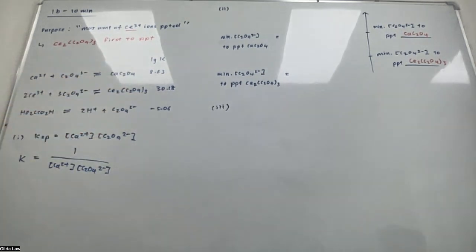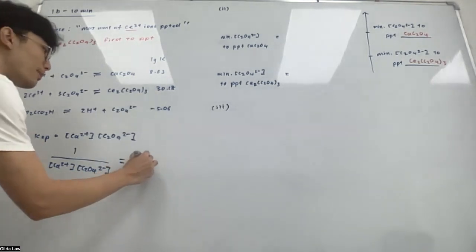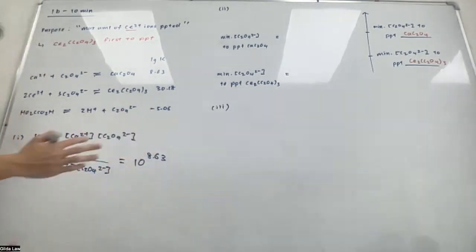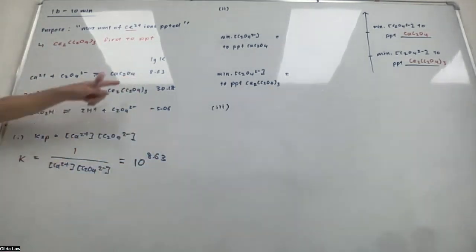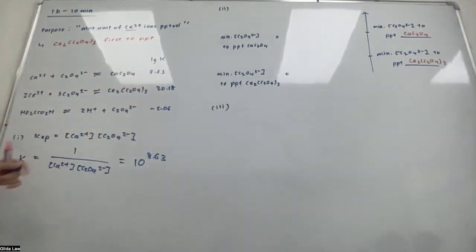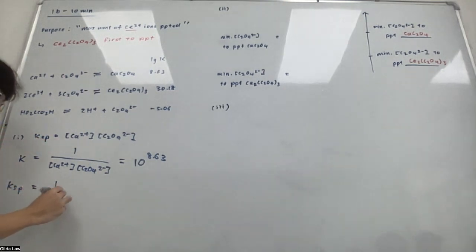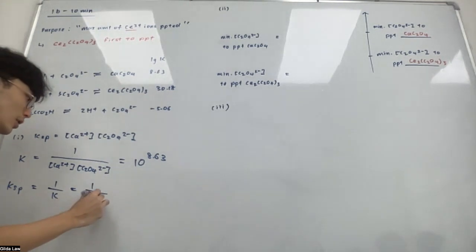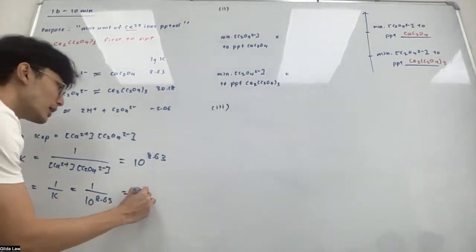Now, by writing these two values out, I want to find KSP. This value of K is 10 to the power of 8.63. Now, out of habit, don't go put a minus sign there. There's no minus, only here. Then what's the link between the two? To find the KSP, and I only have the data here, what should I do? It's just a reciprocal. So in other words, KSP is equal to 1 divided by K. Then you can sub in your values, and you can get your final answer.